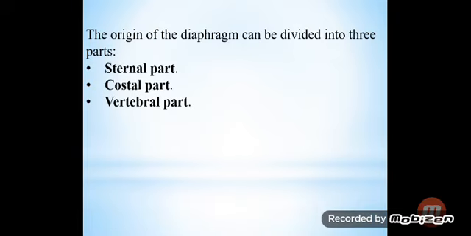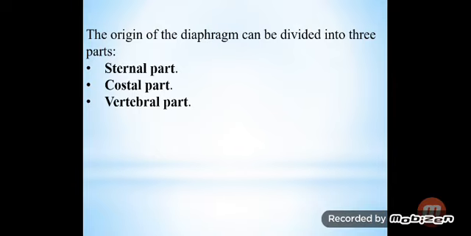The second part is the costal part, which arises from the deep surface of the lower 6 ribs, of course with their costal cartilage. So costal, as we said in the last lecture, means ribs. So the costal part arises from the deep or inner surfaces of the lower 6 ribs with their costal cartilages. The vertebral part arises by vertical columns or crura and from the arcuate ligaments.